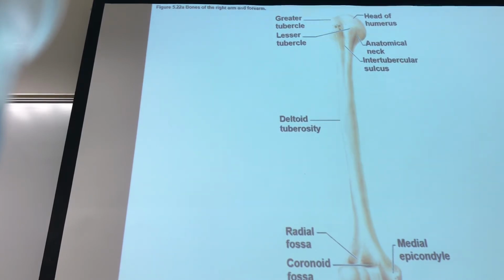There's two little bumps on the back side of the head of the humerus. One of them is big, one of them is small. The bigger one is called the greater tubercle. So this one, which is bigger, is the greater tubercle. This one, which is smaller, is called the lesser tubercle. We attach our rotator cuffs to these two little bumps.